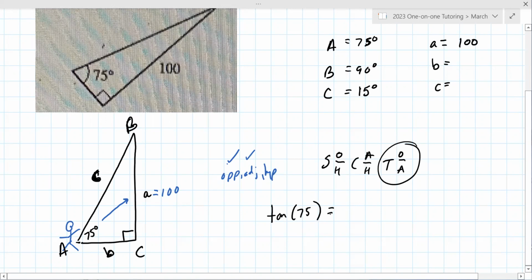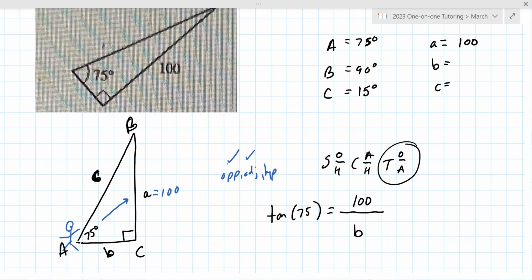Tangent equals the opposite over the adjacent. So the opposite is 100. The adjacent is b. Now, the reason you cannot use the Pythagorean theorem is you don't know two of the three sides. You are forced into using sine, cosine, tangent here. Is that okay? Yes.